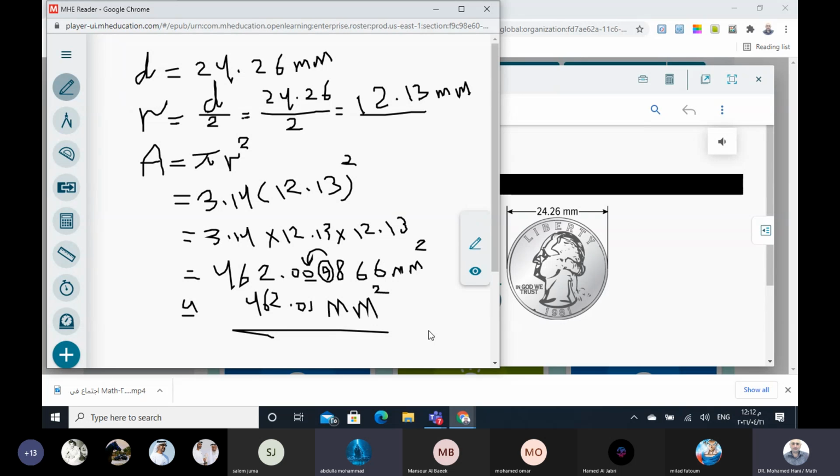When do we divide by 2 and when do we just square? When we have the diameter, from the information here we have the diameter, so we cannot use the formula directly because we don't have the radius. So we want to find the radius. How to find the radius? As you know, the radius equals half of the diameter, so d divided by 2. Okay, I understand. Thank you, Mister. Welcome.